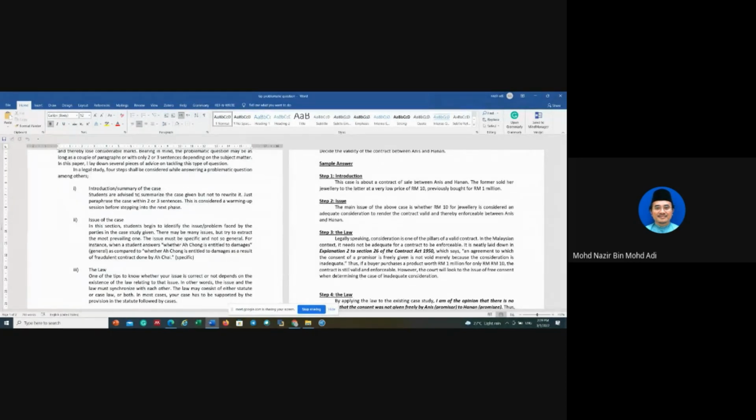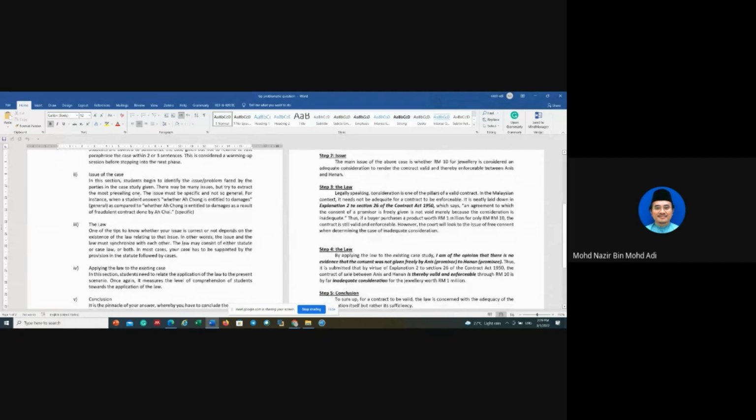Next is the law. When you have identified the issue, you have to put the law which is related to that issue. That's why identifying the issue is very important, because it would determine the correct law. So the law may comprise provisions under the act, for example, the Contract Act, like Section 17, Section 18 of the Contract Act, depending on the issue.